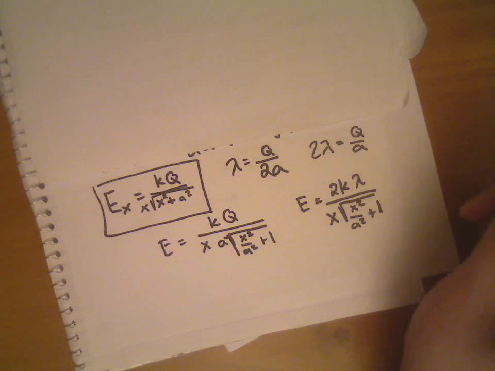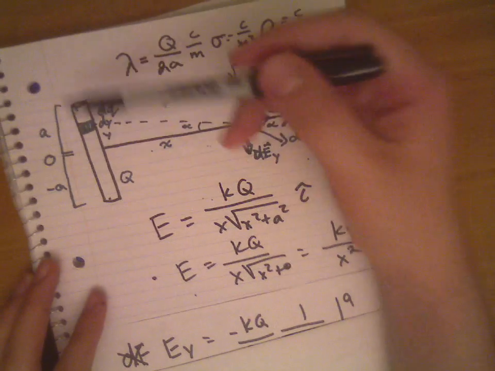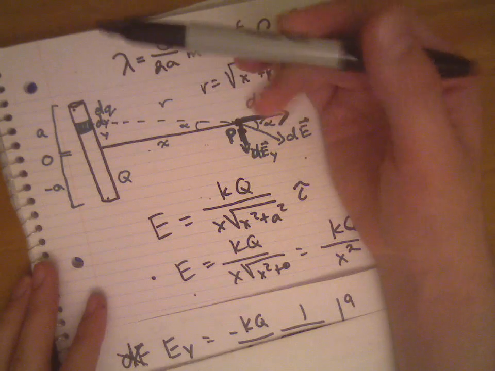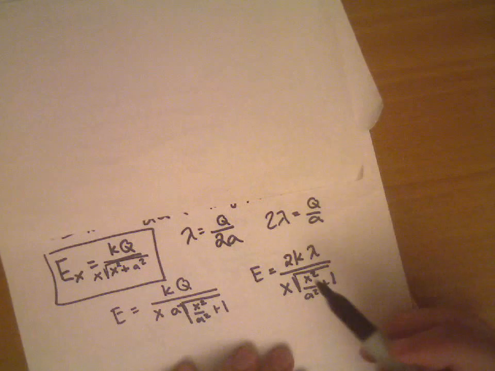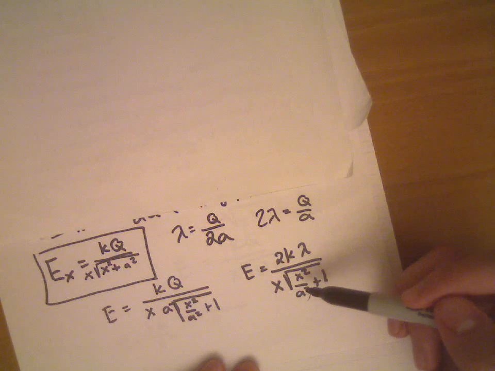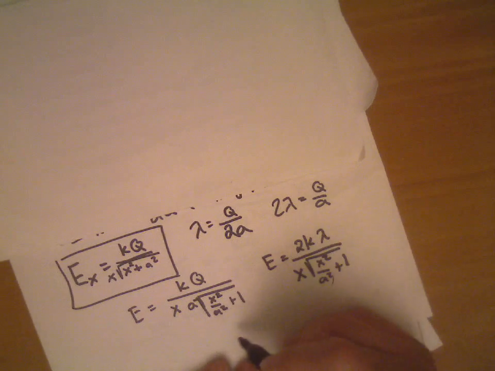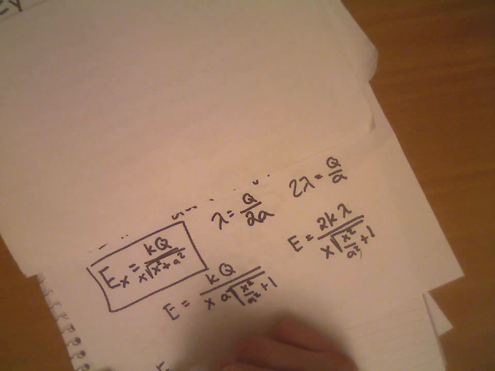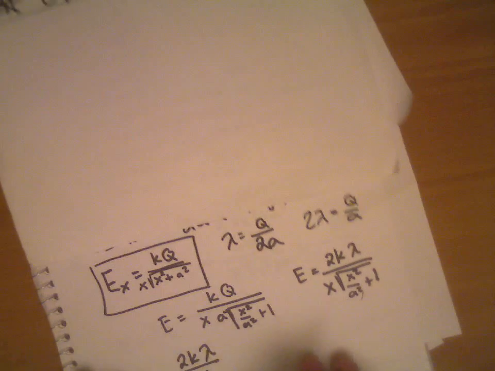Now we're going to assume one more thing. Let's assume that our rod, instead of having a length a, instead goes off to infinity. So we have an infinitely large rod. Therefore, if a goes to infinity, this x squared over a squared term goes to 0. So our electric field then is going to be equal to 2k lambda all over x.